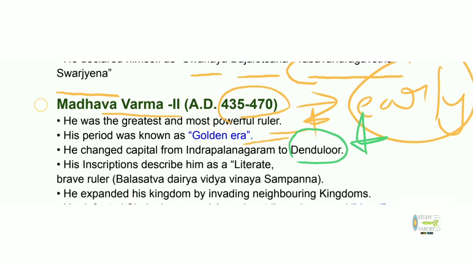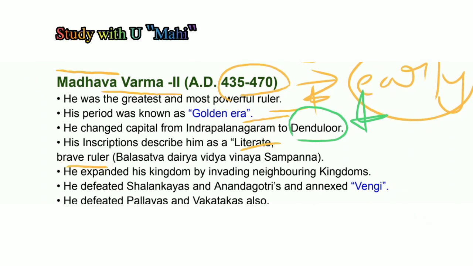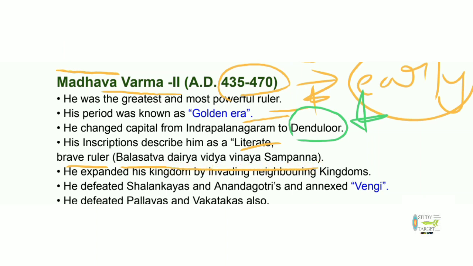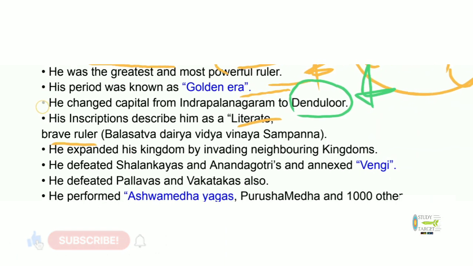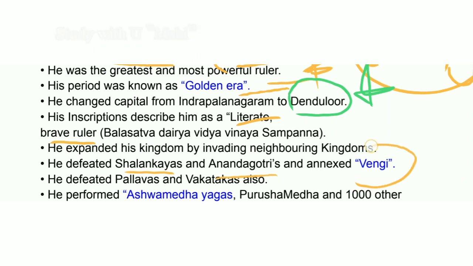His inscriptions described him as a literate, brave ruler, Balasatva Dhairya Vidya Vinaya Sampanna. He expanded his kingdom by invading neighboring kings. He defeated the Shalankyas and Anandagotris and annexed the Vengi dynasty. He defeated the Vengis, Pallavas and Vakatakas.